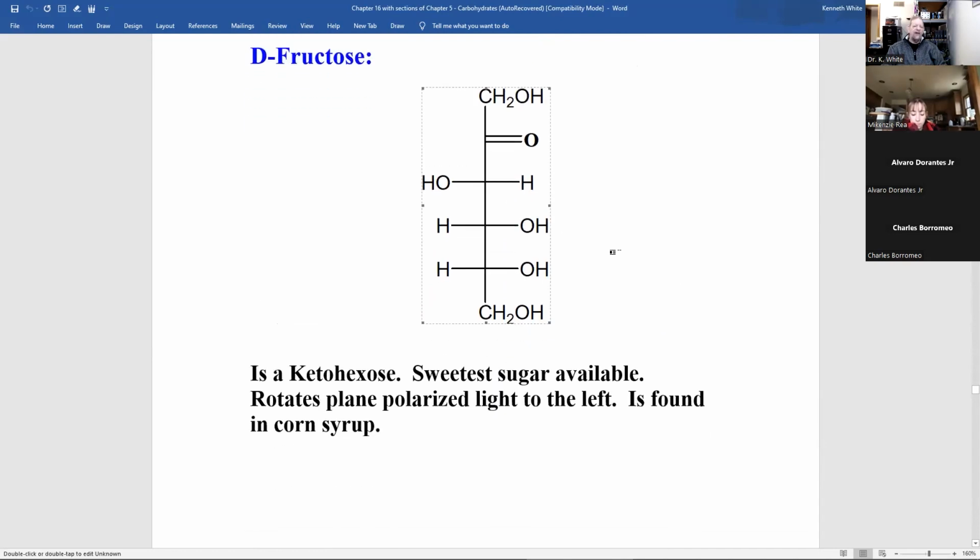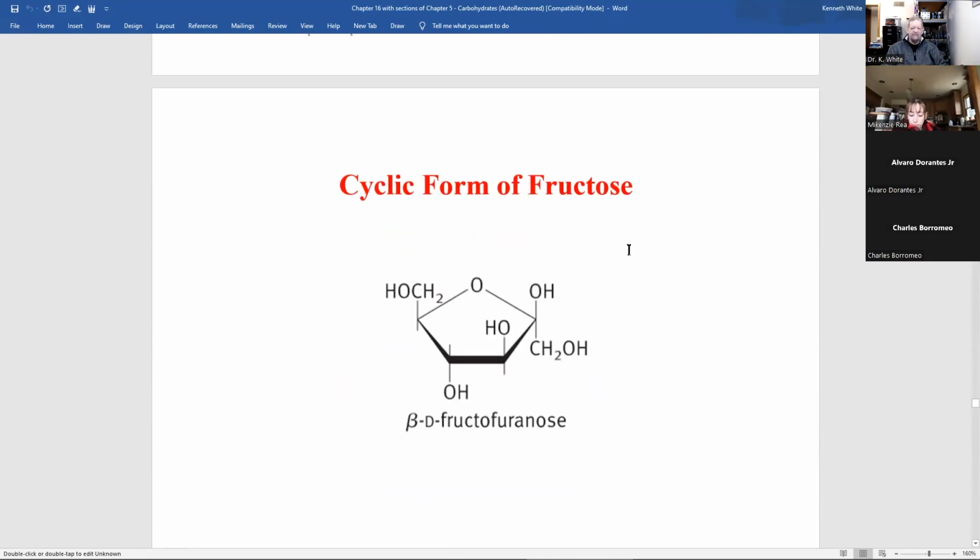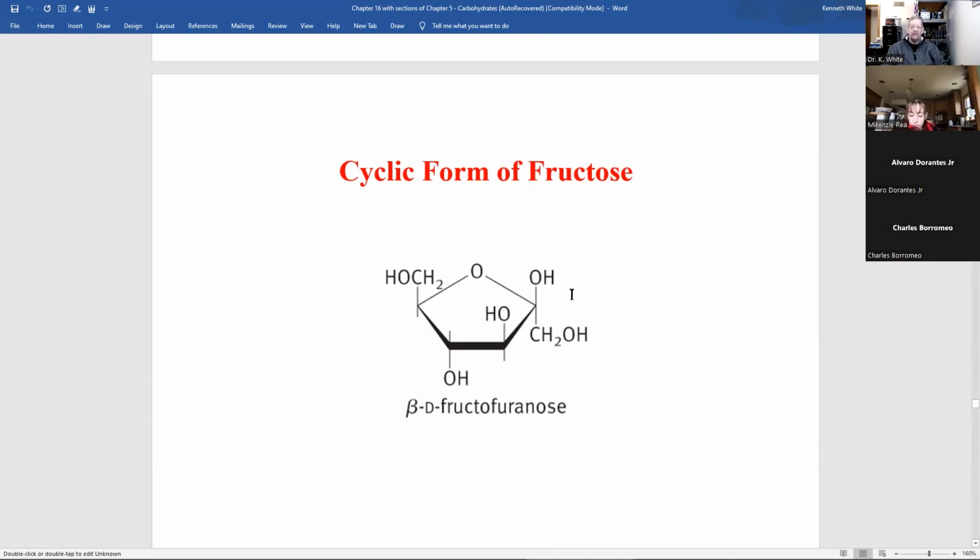All right, so we have D-fructose, and it's a ketohexose. Like I said, it's the sweetest sugar available, and it's found in corn syrup. I won't ever ask that on a test. Now, it also exists in the cyclic form, which I'll talk about.